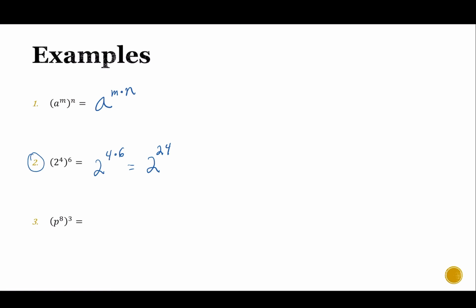Next, I have p to the 8th cubed. That means I have p to the 8 times 3, which would be p to the 8 plus 8 is 16 plus 8 is 24. So I have p to the 24th.